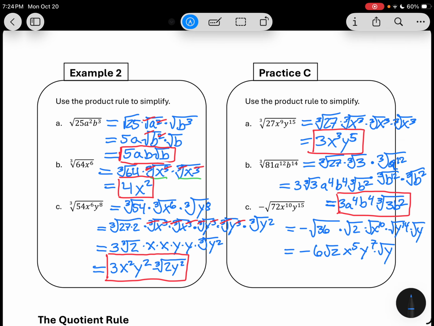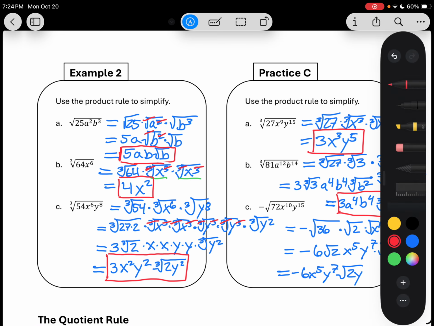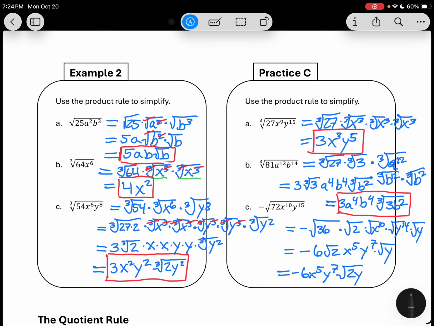And then anything that's still in a root, let's put it inside one root. So negative 6x to the 5th, y to the 7th, and then times the square root of 2y. We can put the 2 and the y inside the same root. So it just looks a little better. And that's what we would get on practice C.